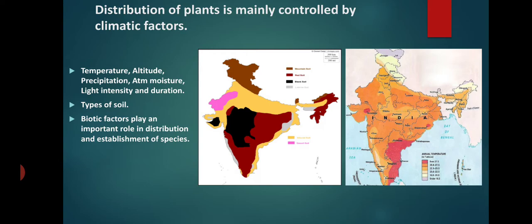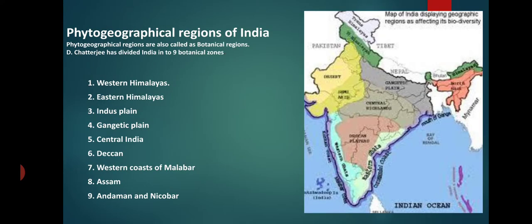In the case of flora, the abundance of a particular region's flora is highly dependent on the types of soil. And then we can see the biotic factors are also playing a role in this context. They play an important role in distribution and establishment of species. Okay, and in that case our peninsular India has most probably all the types of climatic conditions.